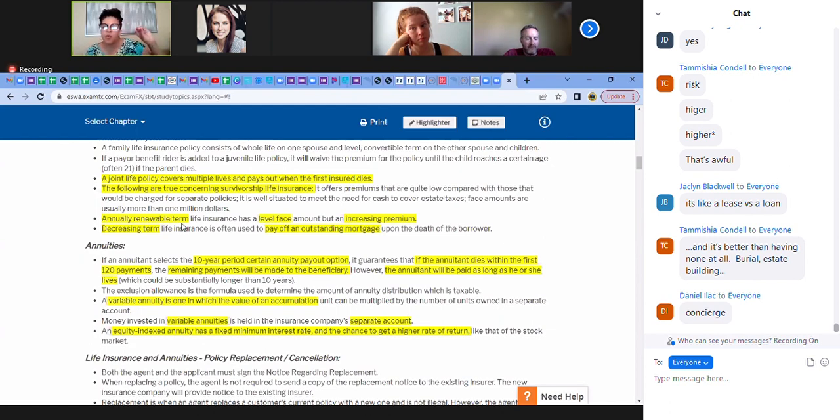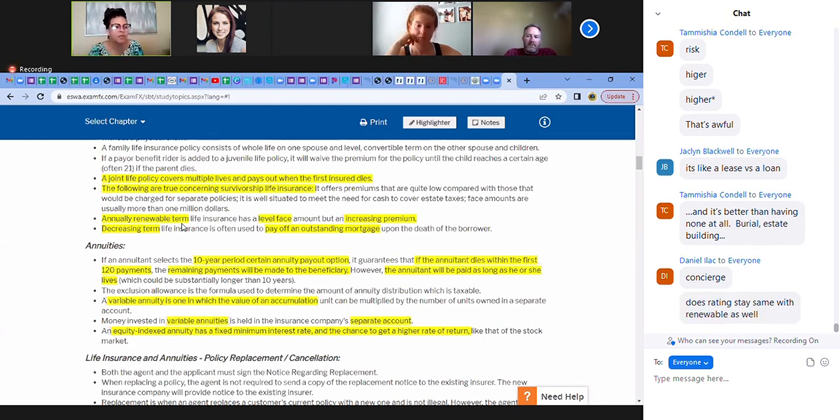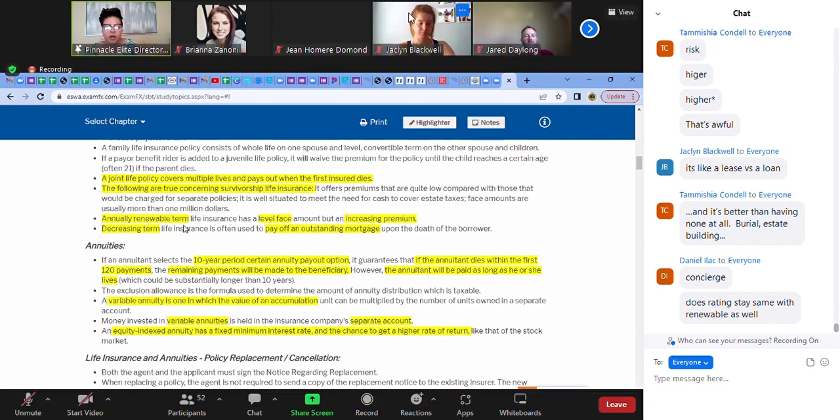So just because someone starts them cheaper doesn't mean it's the same and the best. You have to make sure you're comparing apples to apples on that. Does the rating stay? The rating stays the same on those terms. Yes. So that would be annual renewable term.